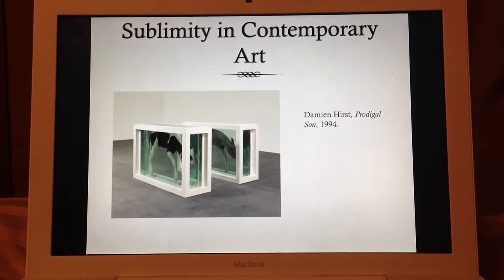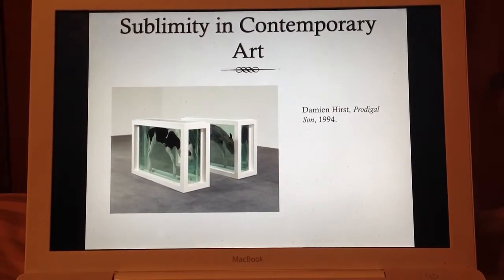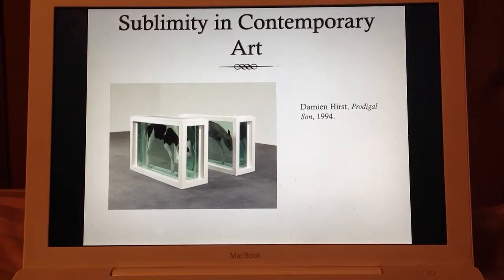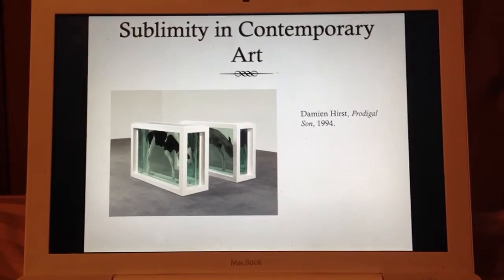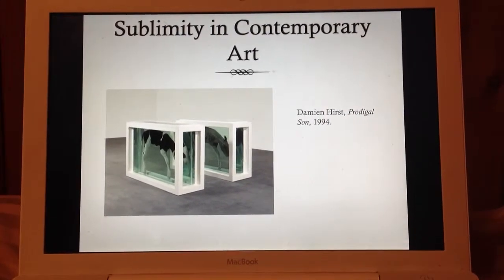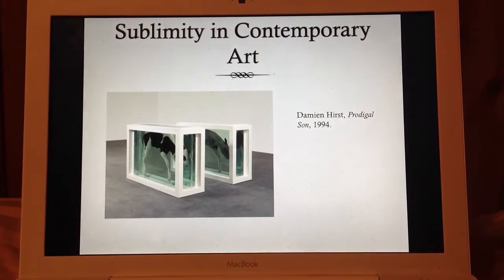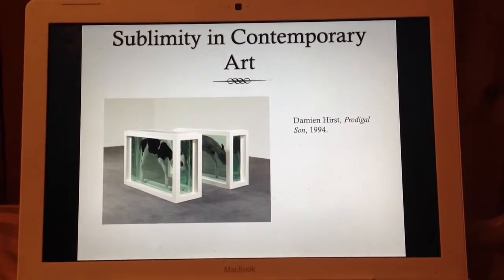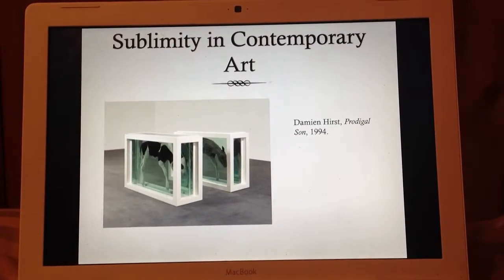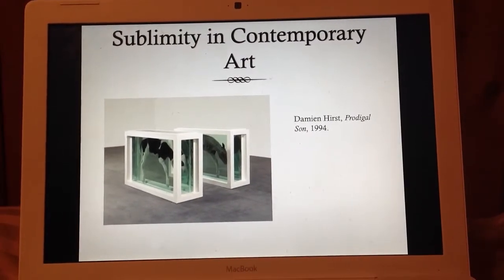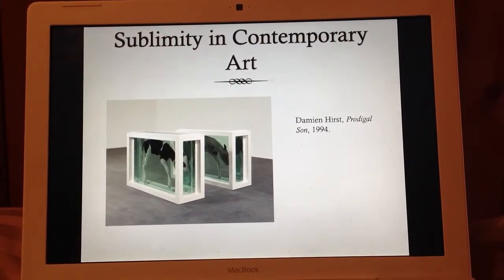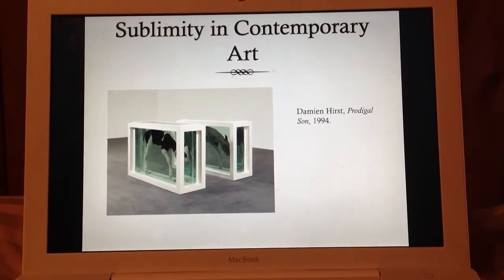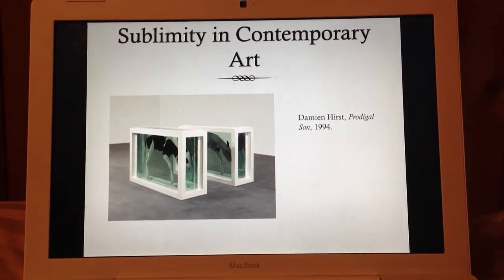It's something out of the ordinary. We're actually seeing the inside of the animal. We can walk around it. We can view it from different angles. Also, the sheer thought about an animal that's once living, now passed away, in a tank of formaldehyde, suspended, is just something in itself to consider as sublime.